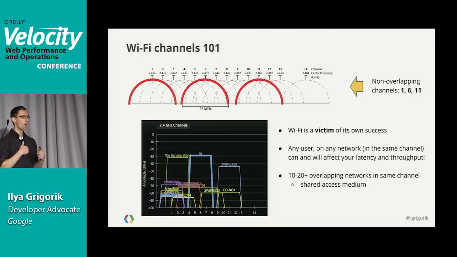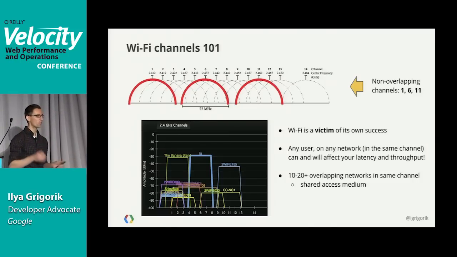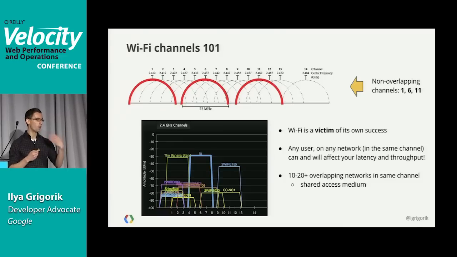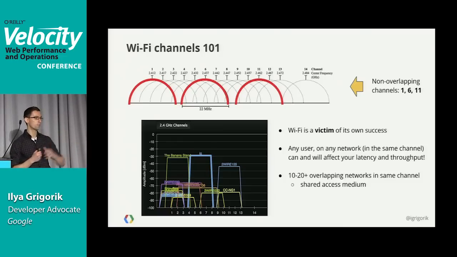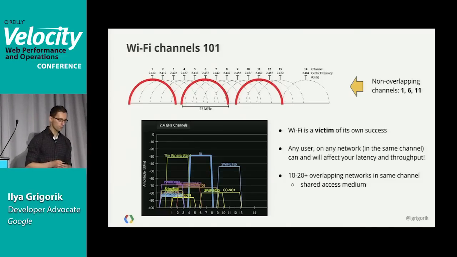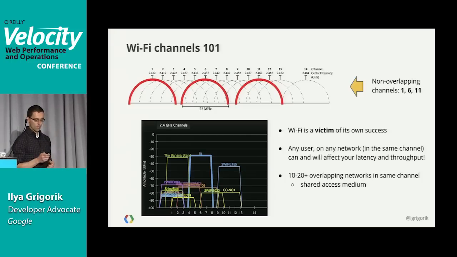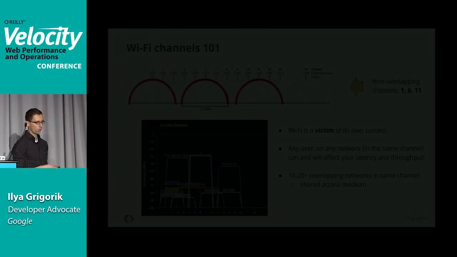It doesn't matter what my Comcast or whatever bandwidth is, because if I'm going over the Wi-Fi channel, I'm bottlenecked due to my neighbor. So tons and tons of overlapping networks, and that has become a problem for Wi-Fi.